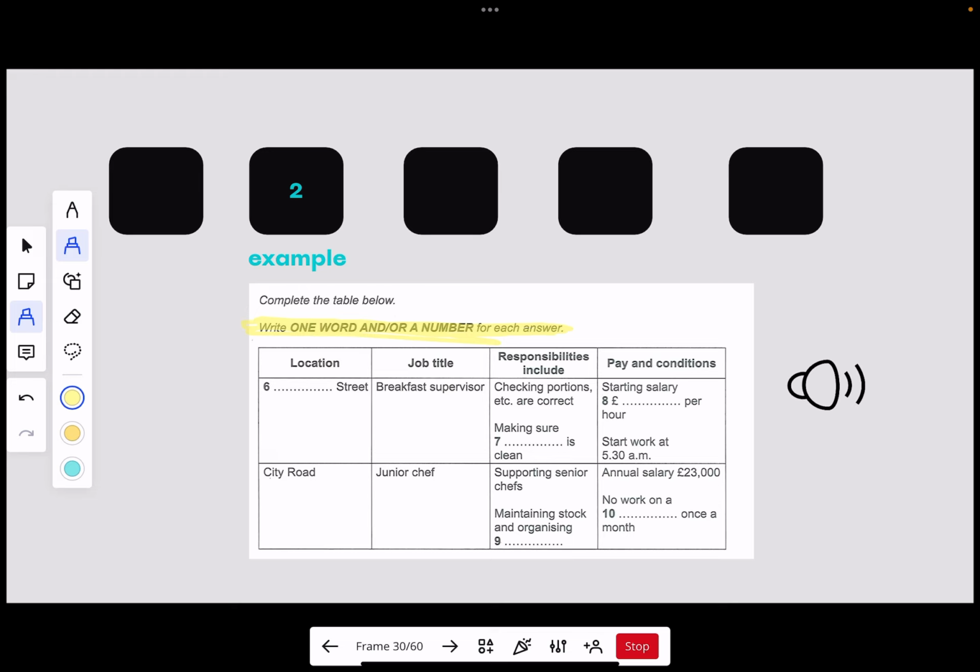You can write one word, or a number. So you need to think. Мен бір сөз жаза аламын, немесе бір сан жаза аламын. That's it. No more. Then we have some categories such as location, job title, responsibilities include, and pay and conditions. So it looks like somebody is looking for a job, right?